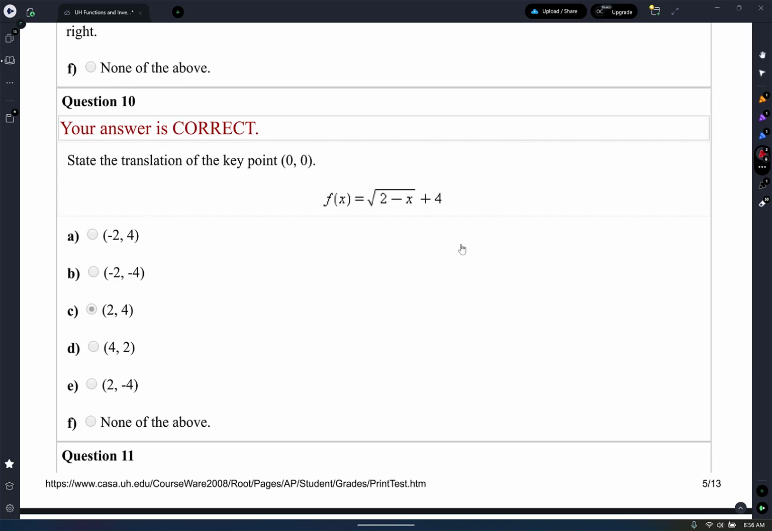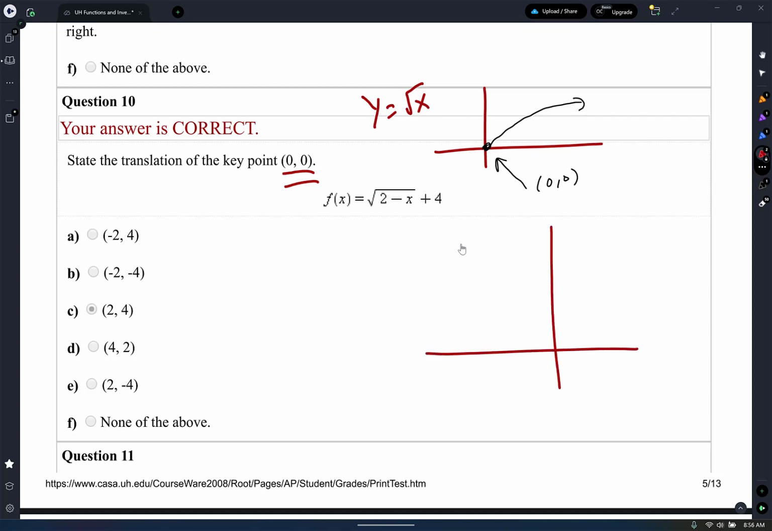All right. State the translation of the key point 0, 0. Guys, here's what they want to know. They want to know where the endpoint moves. They're talking about the parent function, y equals square root of x. Y equals square root of x looks like this. So they're talking about where does that point move? Without a calculator, I mean, I guess if you use a calculator, that's fine. But without a calculator, this moves like this.